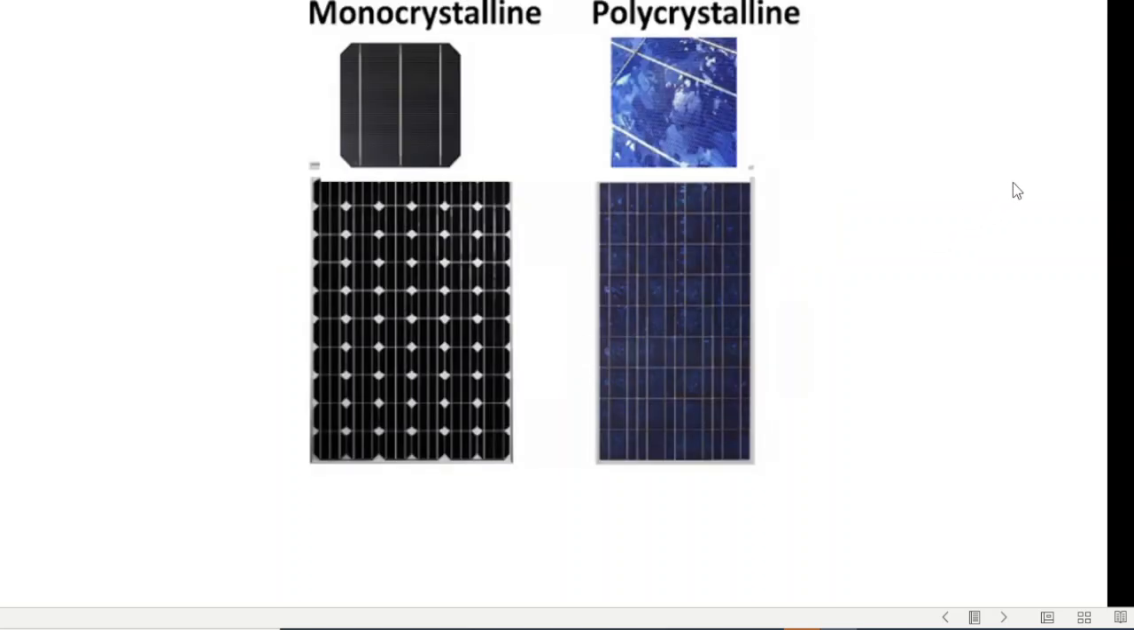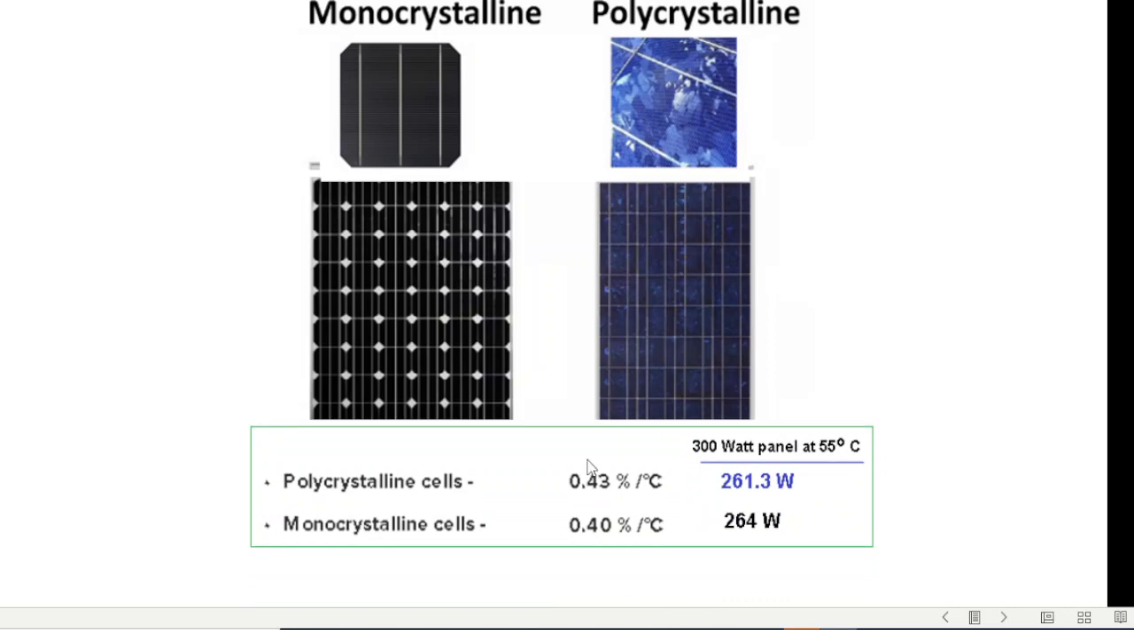So to begin with, we know that there are two types. One is called monocrystalline and the other is called polycrystalline. Monocrystalline is black in color, and polycrystalline is bluish in color. They have a slight difference in performance, and especially for a hot climate like Pakistan, monocrystalline is preferred because it has slightly less degradation.